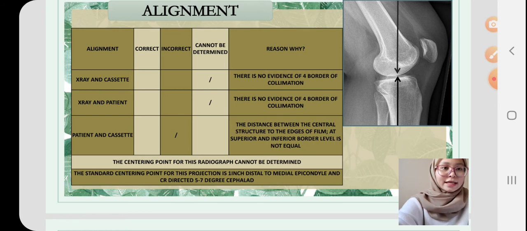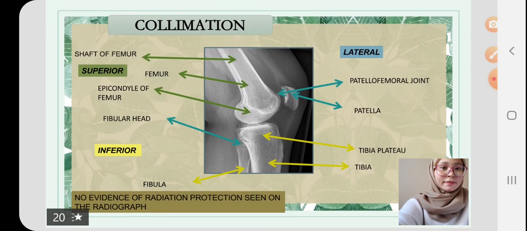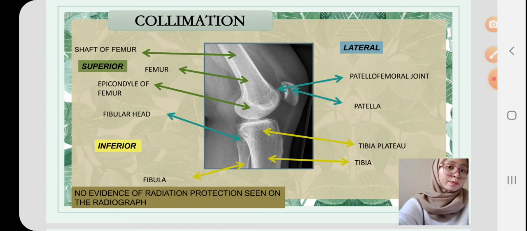Okay. Next is the collimation. At the superior border, the structures that should be included are the shaft of the femur and the epicondyles of the femur. At both lateral borders, the structures that should be included are the patellofemoral joint, patella, and the fibula head. At the inferior border, the structures that should be included are the tibial plateau, tibia, and fibula. And there is no evidence of radiation protection seen on the radiograph.